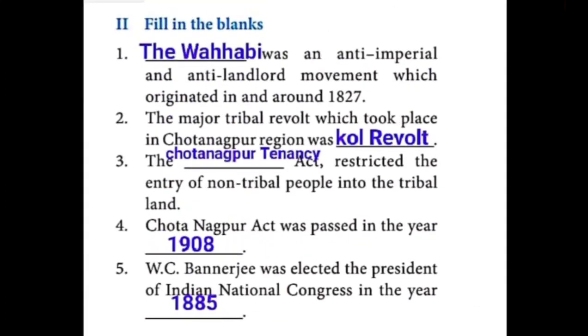Next one, fill in the blanks. Write it without spelling mistakes. First, the Wahhabi. Second, Kol Revolt. Third, Chota Nagpur Tenancy Act. Fourth, 1908. Fifth, 1885.